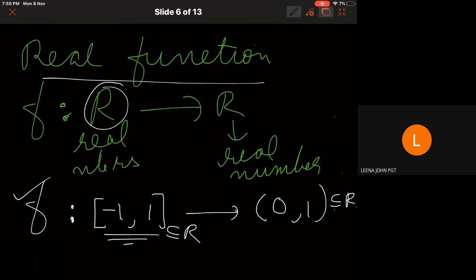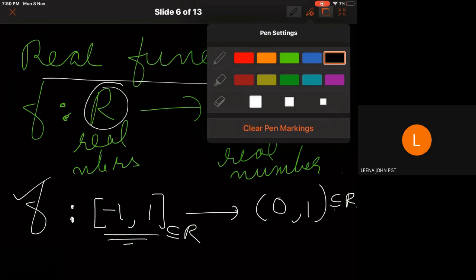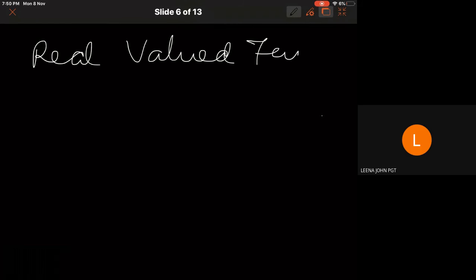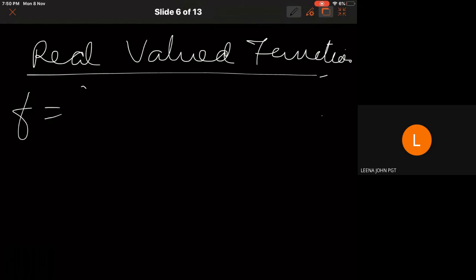Now what do you mean by real valued function? Real valued function means only those functions whose images are real values. For example, suppose you are taking your class 1. Class 1 की value हमने डाल दी 5.